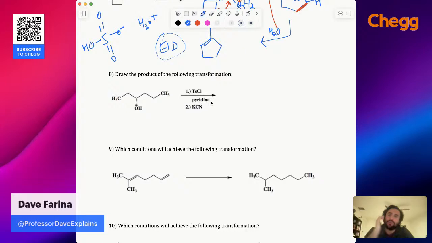So let's take a look at this. There are modifications that we can do with SN2. OH is a bad leaving group, right? We know that we could protonate it. We can protonate it and get it to leave, and we can do SN1 or E1 that way.